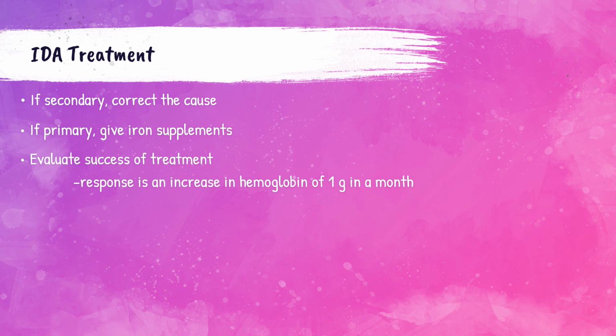If the iron deficiency anemia is secondary, meaning something is causing the iron depletion, like pregnancy or blood loss, the treatment for it is to correct that secondary cause. So in cases of pregnancy, once the mother delivers the baby, she will no longer have an increased need for iron. If blood loss is the issue, once the bleeding is stopped, iron will no longer continue to be depleted. If the cause of the iron deficiency is primary, iron supplements can be given. For primary reasons of iron deficiency anemia, the success of the treatment of supplements should be checked. The patient should have an increase of their hemoglobin levels around 1 gram per deciliter per month.